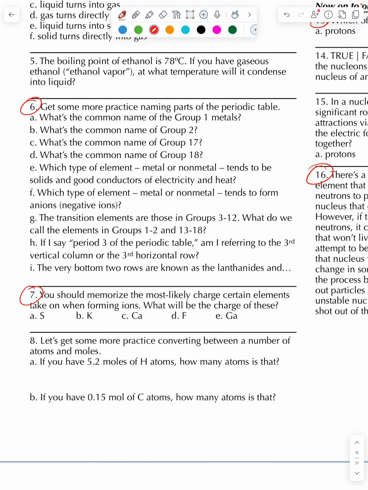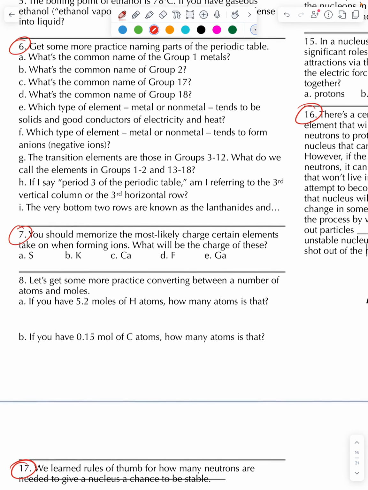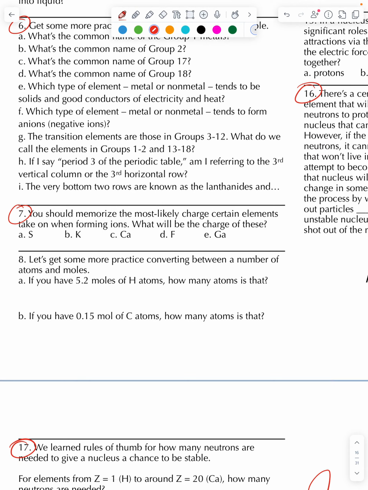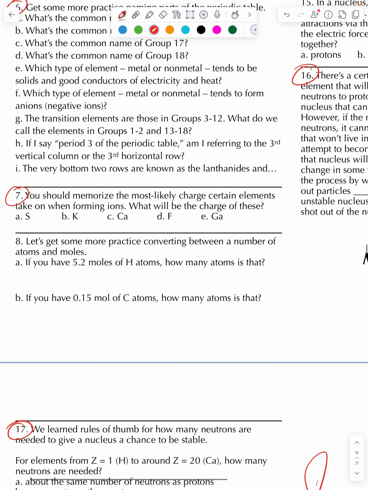What's the common name of group 1 metals? The alkali metals. Group 2, alkaline earth, 17 halogens, 18 noble gases. Which type of element tends to be solids and good conductors? Those are the metals. The nonmetals form negative ions, anions. Then we have the main group elements. I'm sorry, those are the transition elements. So what are the 1 to 2 and 13 through 18? Those are the main group elements. And then period 3 means the third row. And so the bottom 2 rows are lanthanides and actinides.